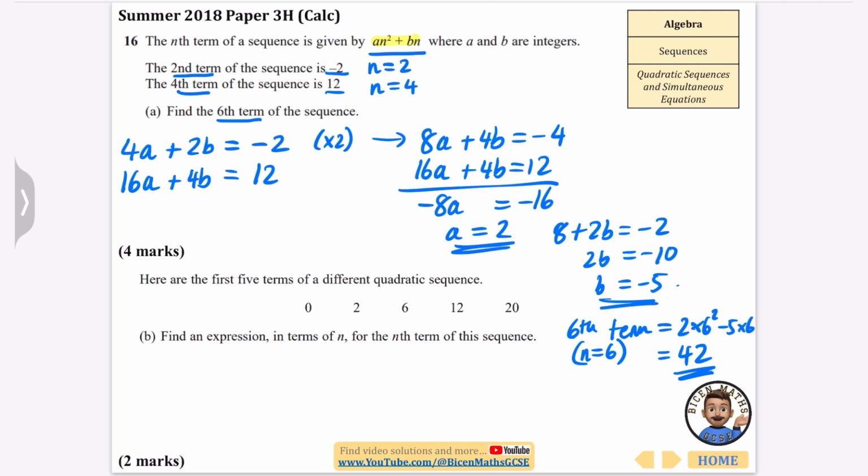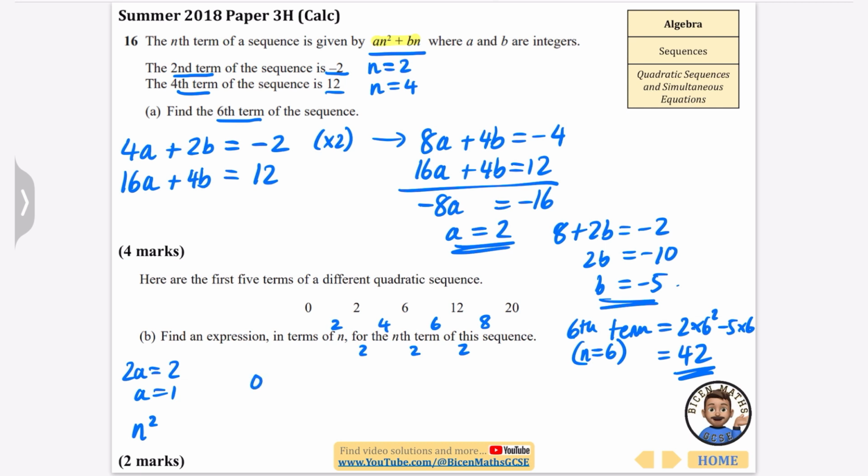And the last one, it says, here are the first 5 terms of a different quadratic sequence. Find an expression for the nth term. So let's see if we can see what it's going up in. It's going up in 2, then 4, then 6, then 8. Okay, that means the second differences are 2, 2, and 2. So 2a is equal to 2, which means a is 1. So it's going to be an n squared sequence.